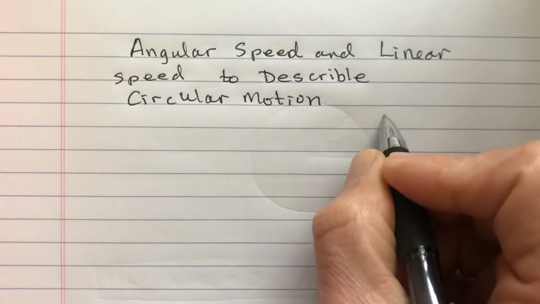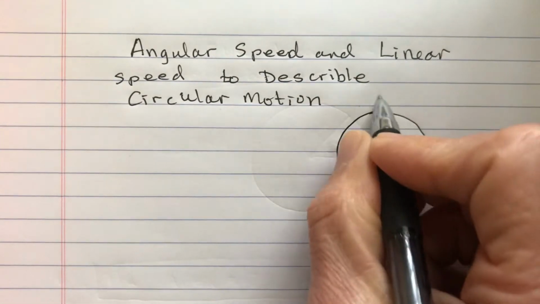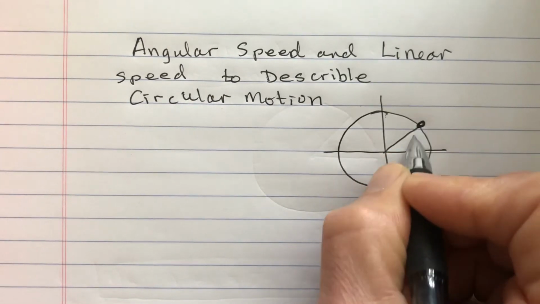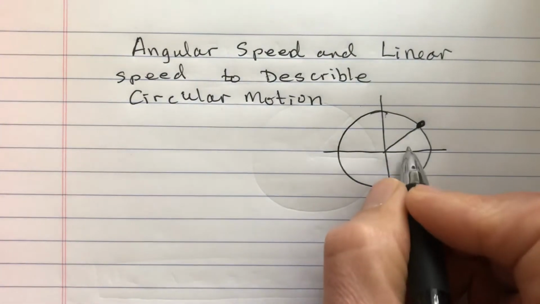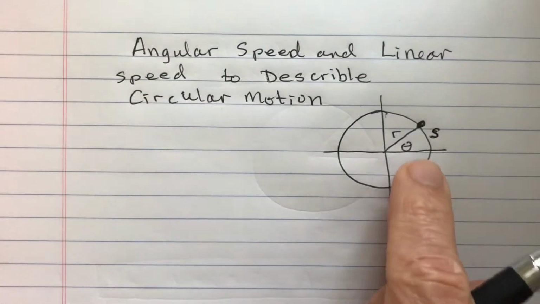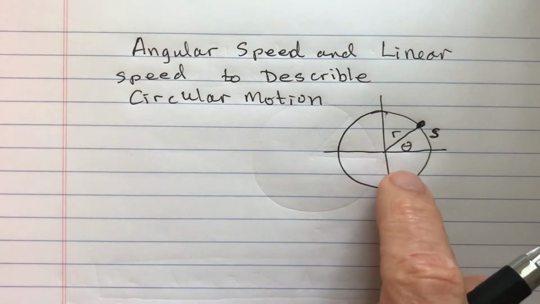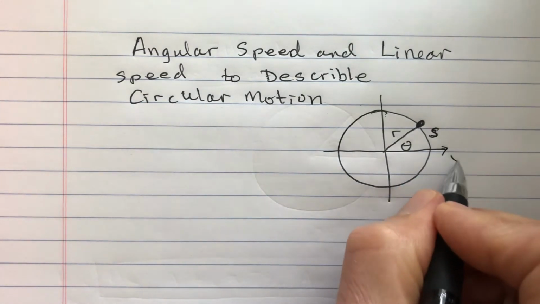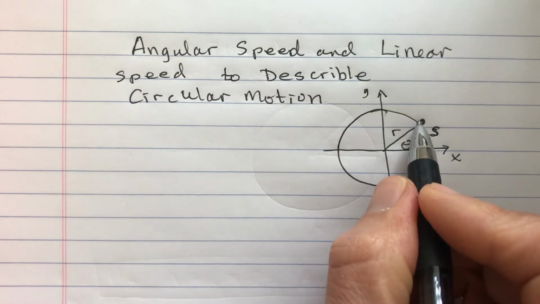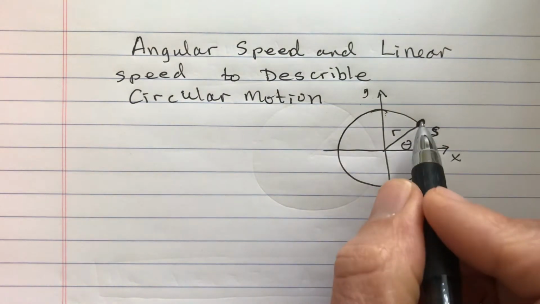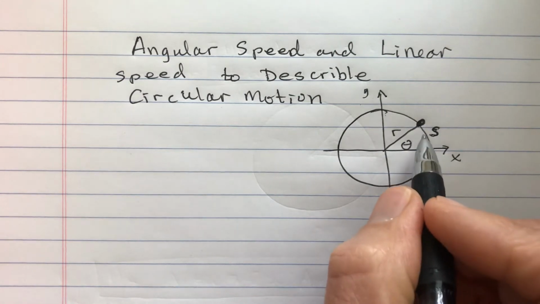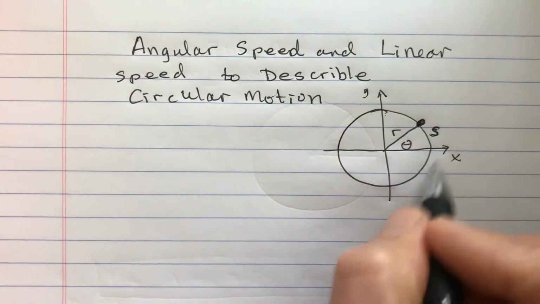That does not sound like the very best title, but anyway, here you have a circle, and you have this point, and the point is moving along the circle. So the positive direction is counterclockwise, negative is clockwise.